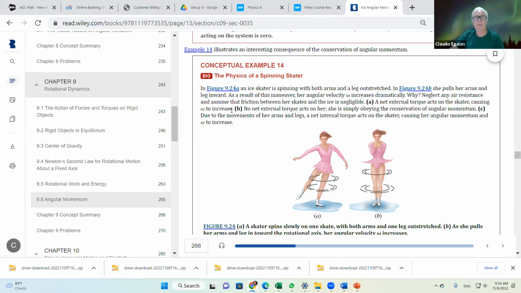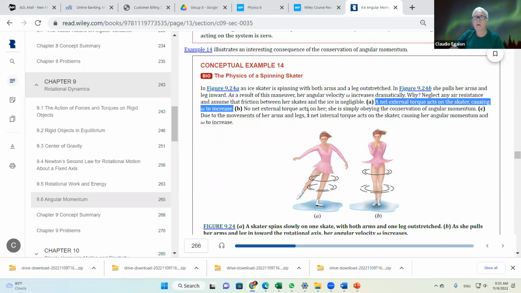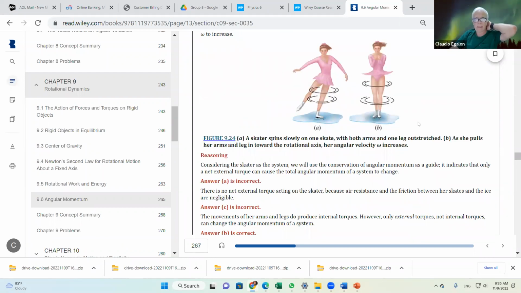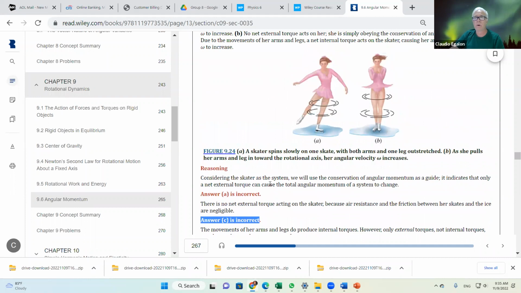So why neglect any air resistance and assume friction is negligible? He's asking why that is, right? Do we have a net torque acting on the skater? We don't have a net torque acting on the skater, right? No net external torque acts on her. She's simply obeying the conservation of angular momentum. There is no net internal torque.